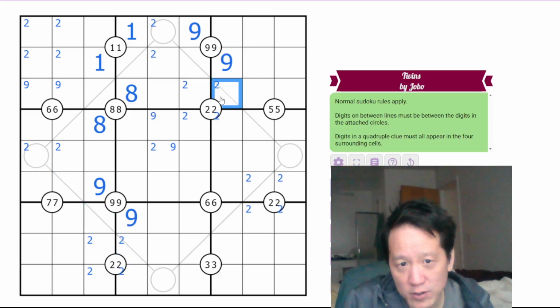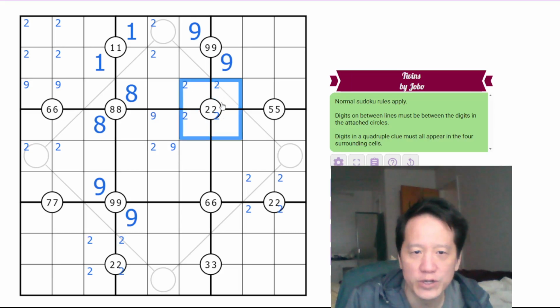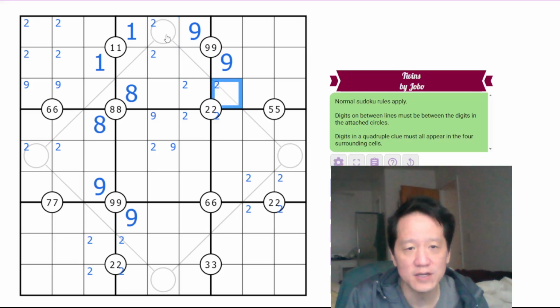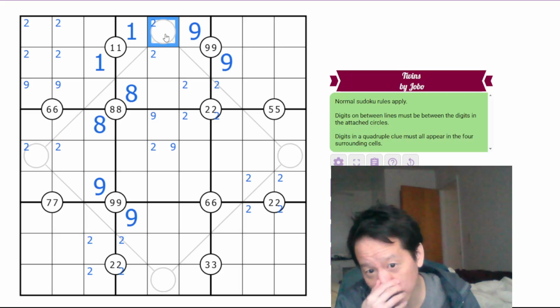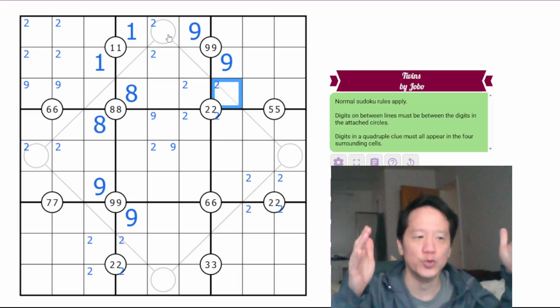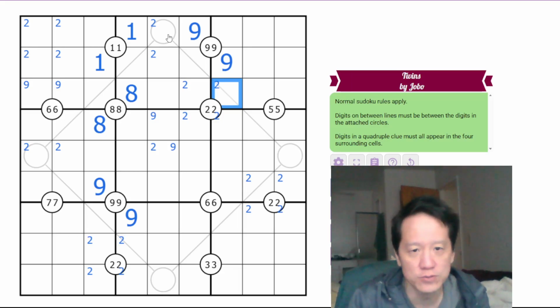A 2 can be here, but only as long as there's a 1 there. So the 2 set here around this twin, it's either here, or it's here or here. If it's here and here, that means this can never be a 2. These two can never be 2s. But if it's here, obviously it can't be in a between line either, right? Because the 2 cannot be between a 2 and something else.